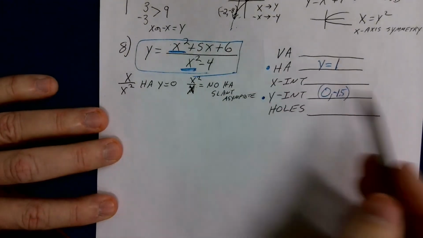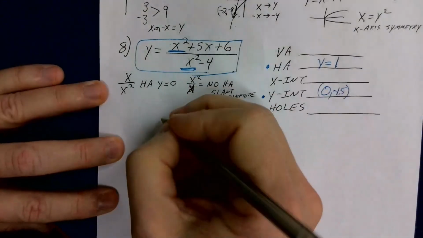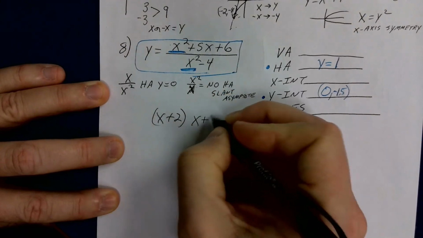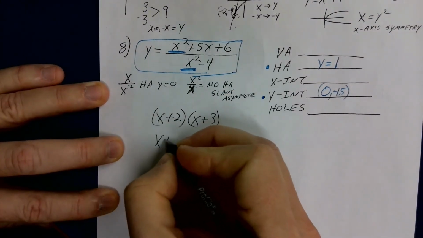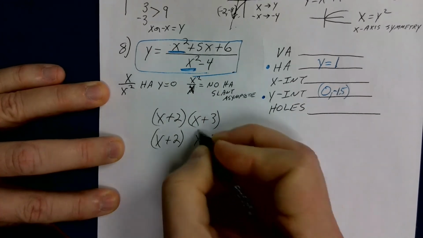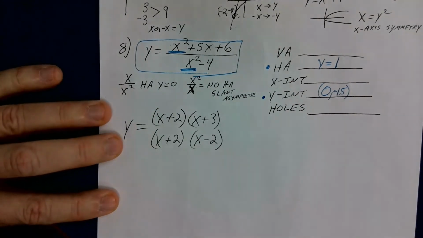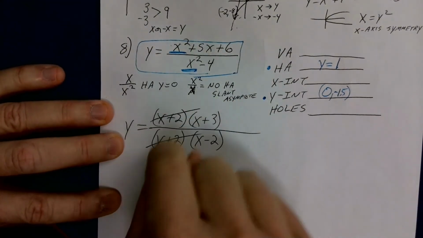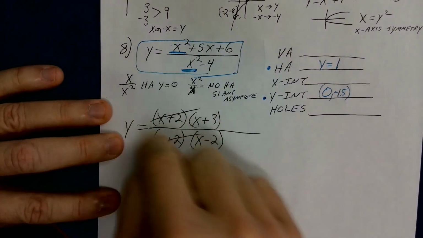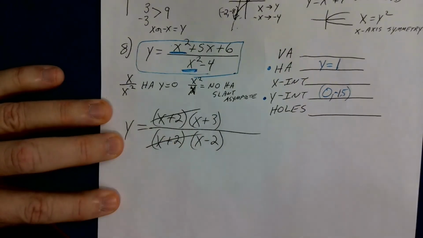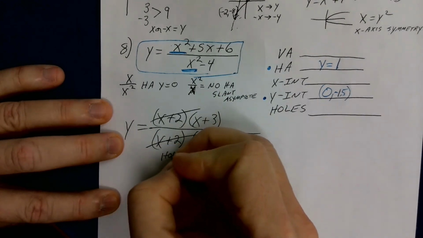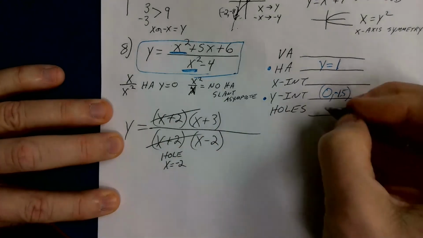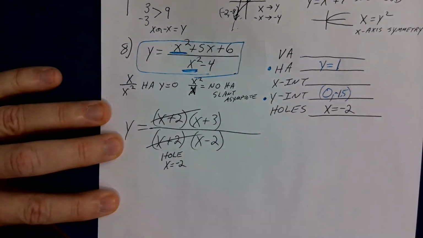Now I'm going to show how to get these three things by factoring this. Factoring the top, I get x plus 2 times x plus 3. Factoring the bottom, I get x plus 2 times x minus 2. Good deal. I can see that this cancels this, and remember, we said if we have the same factor upstairs as downstairs, it is removable and it leaves a hole. Hole at x equals negative 2.